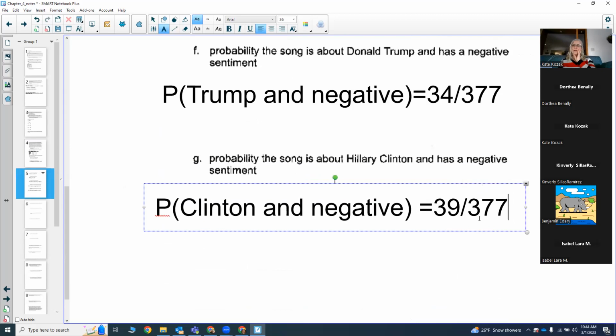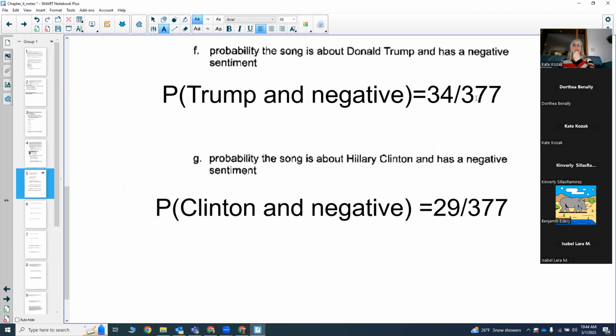All right. So does it look like Trump had more negative songs than Hillary Clinton did? Was the probability higher that he would have more negative songs than Clinton would have? Yes, it is, but really 34 out of 377 and 29 out of 377, they're not going to be that different, are they? If you want to know how different they are, you can use a calculator or use our studio to calculate that and see what it is.